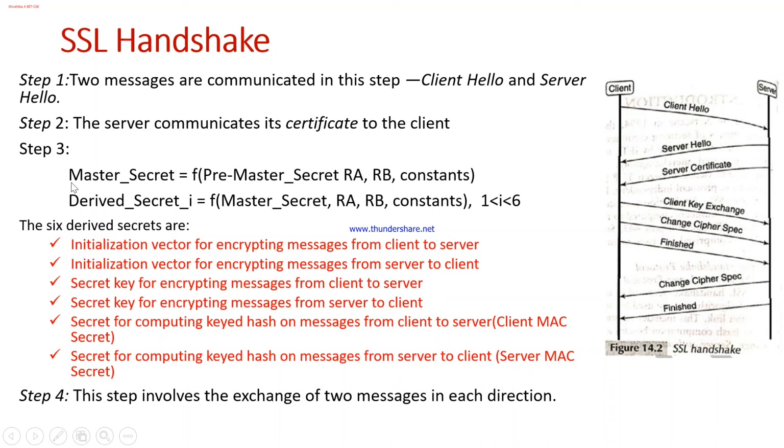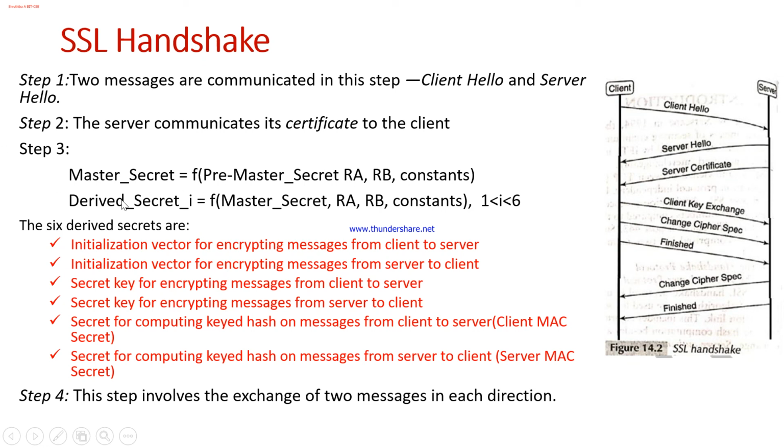Okay, you can see the master secret has been generated from the pre-master secret, that is the 48 byte random number, and RA and RB, the 32 byte random numbers that were exchanged between them, and also a few predefined constants will be used, and the master key will be generated.